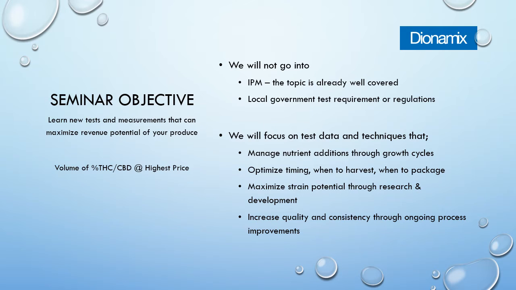What we do plan to cover is how to precisely manage nutrient additions throughout the plant cycle, using cannabinoid test data to manage the overall process, timing, and fine-tuning adjustments needed to maximize the THC and CBD, and using experiments with data to learn how to optimize a strain or improve processes. Ultimately, the goal is to increase production of cannabinoids, increase consistency, and improve quality.